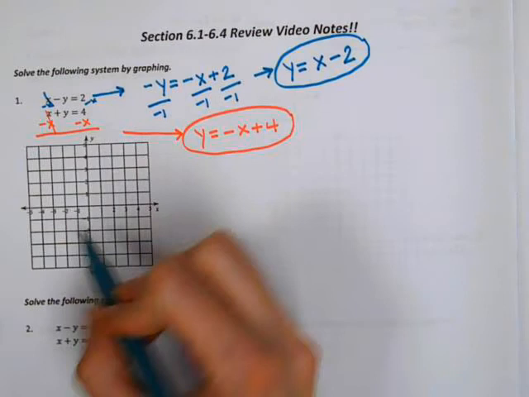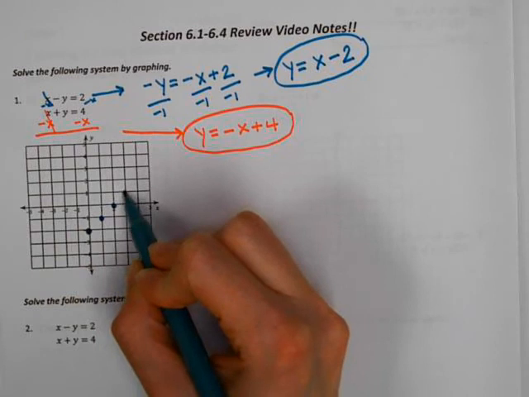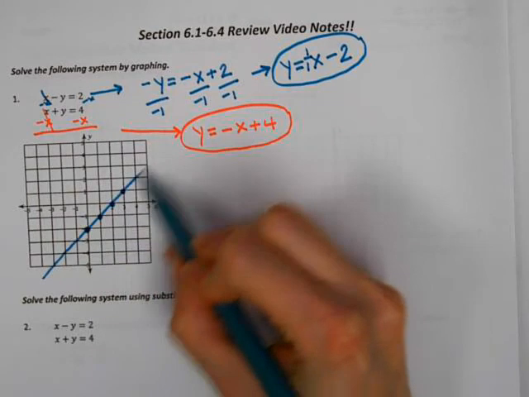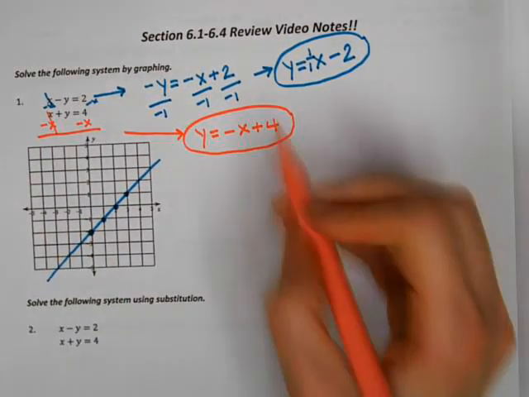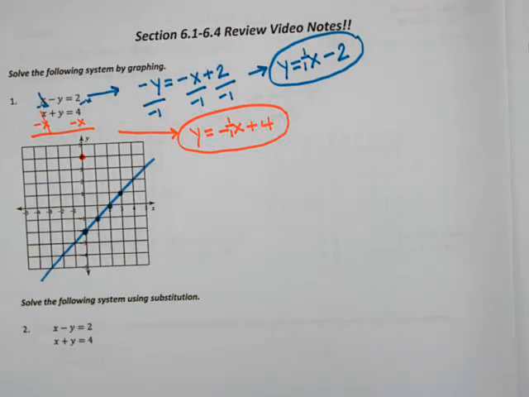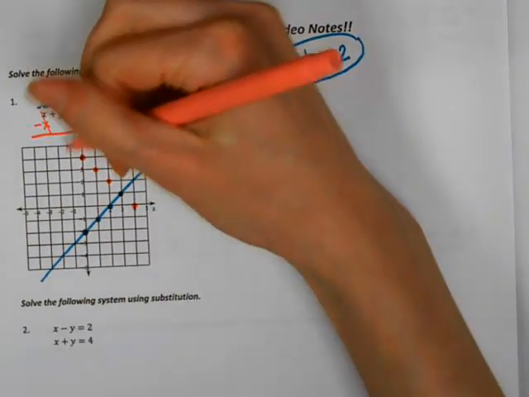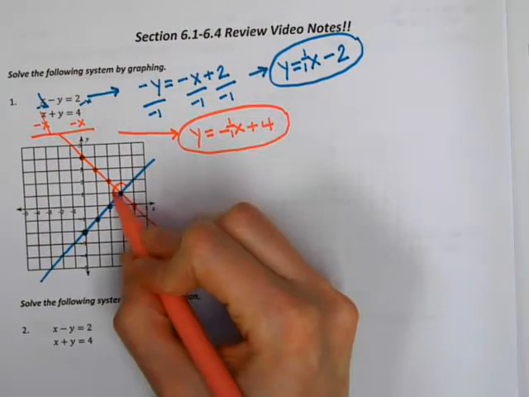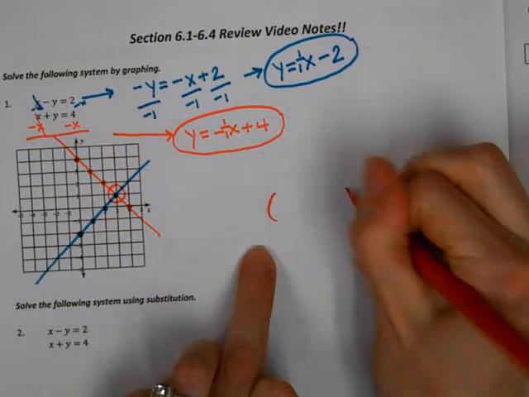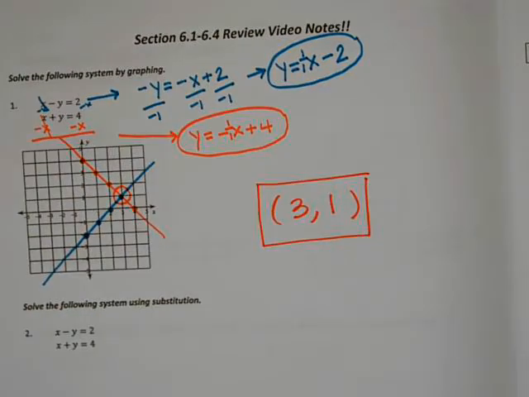So this one has a y-intercept at negative 2. Slope is up 1, right 1, up 1, right 1, up 1, right 1. It's always 1 over 1 if there's nothing there. All right, so that's our first line. And then the second line, the y-intercept is 4, and the slope is negative 1 over 1. So down 1, right 1, down 1, right 1, down 1, right 1. Okay, there they cross. And wherever they cross, that is your answer. So final answer, x comma y, is 3 comma 1. All right, so that was solving by graphing.